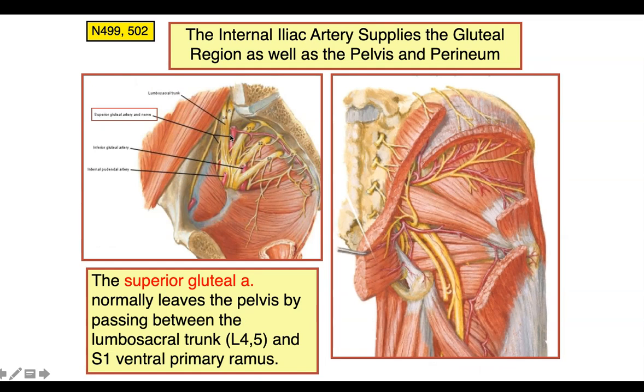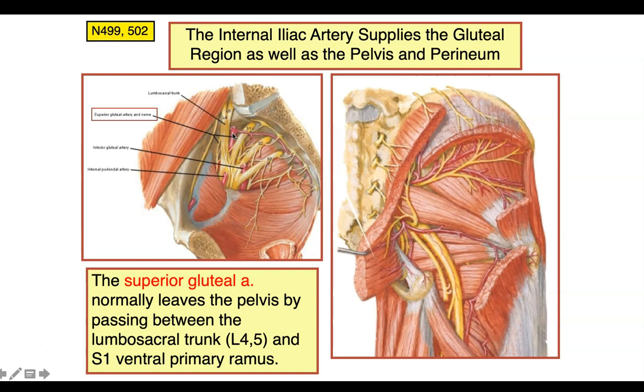I told you the internal iliac artery has a branch, the superior gluteal artery. It has others, the inferior gluteal and internal pudendal. These arteries enter into the gluteal region through the greater sciatic foramen. The greater sciatic foramen is an opening right here, and through it the superior gluteal, inferior gluteal and internal pudendal arteries enter into the gluteal region. Then the superior and inferior gluteal arteries supply the gluteal region.